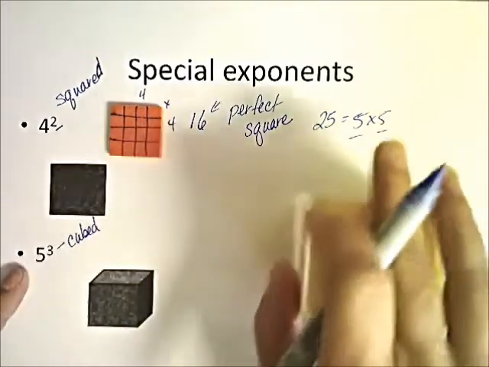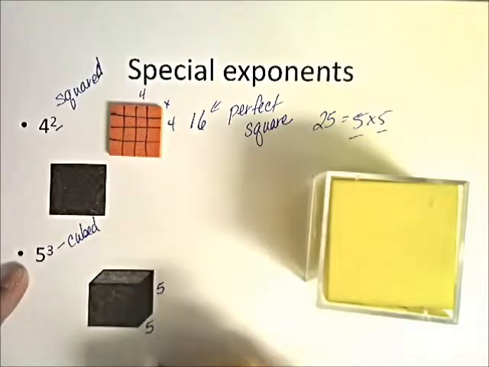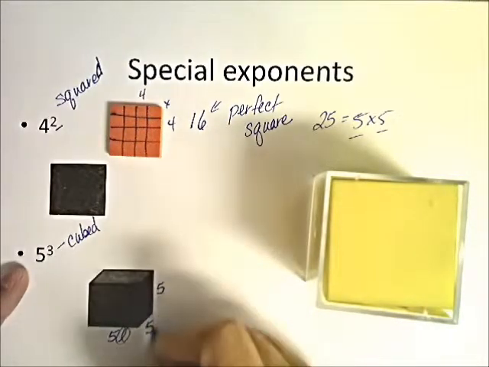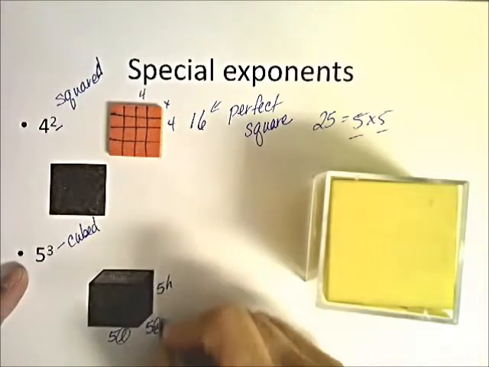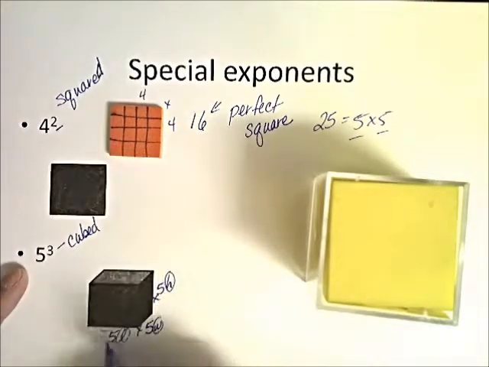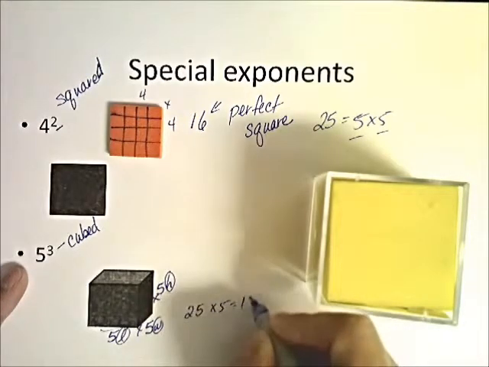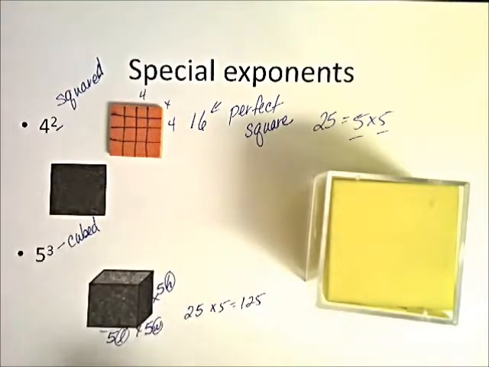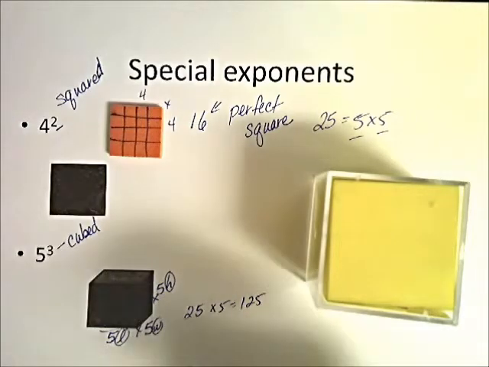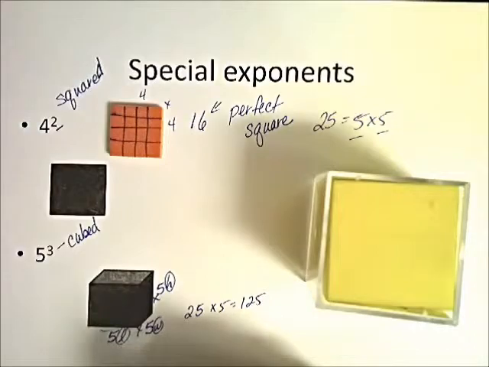So this would be 5 cubed, so 5 would be the length here, that's the length, the width would be here, and this would be the height, okay? So I'm just circling those. So it's 5 by 5 by 5, so 5 times 5 is 25, and then times 5 again would be 125, okay? So that would be the volume of this, and we would say the volume in cubic inches or centimeters or whatever the measurement would be.